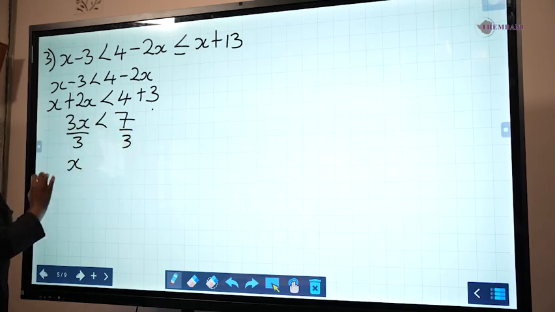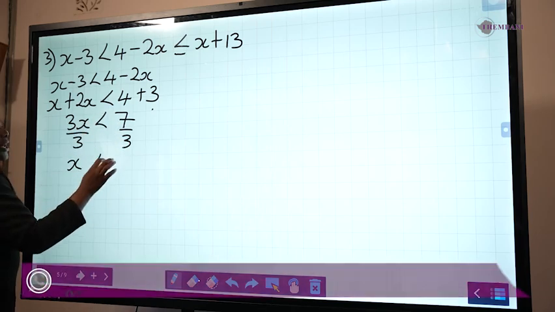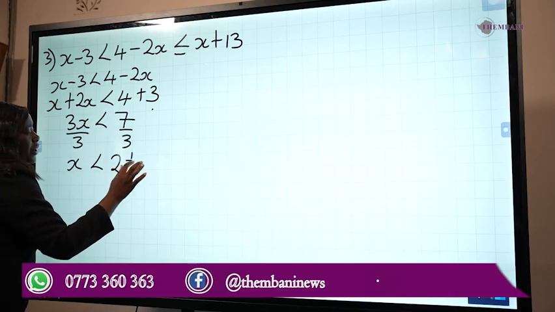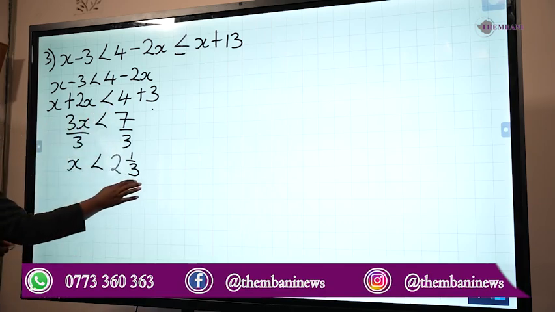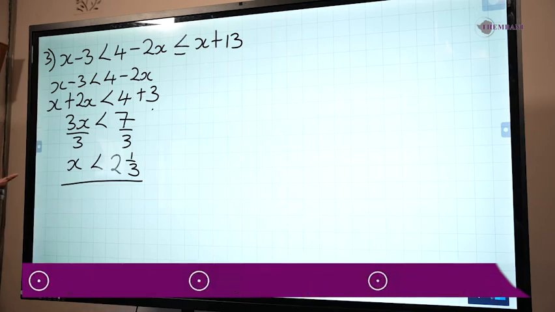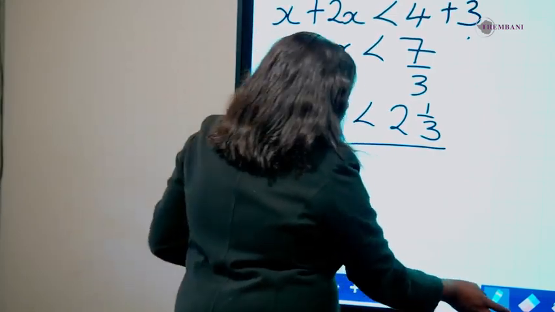Then I'm now going to have x is less than, if I divide 3 into this, it's going to be 2 and 1 over 3. Because I'm saying 3 into 7, I get a 2 and I get a remainder 1. So I've solved the first part. Now moving on to solving the other part.